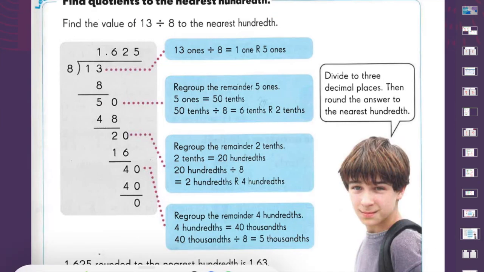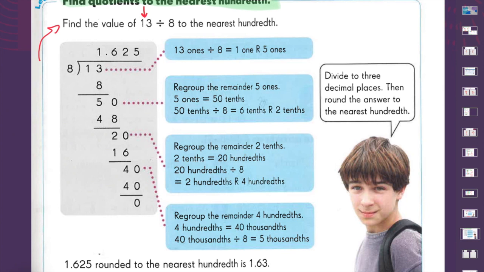Now let's look to see how this plays out when finding quotients to the nearest hundredth. So if we're looking for our quotient to be in the nearest hundredth, we're going to need to divide into the thousandths. So let's look and see how this works. So we're going to find the value of 13 divided by 8 to the nearest hundredth.